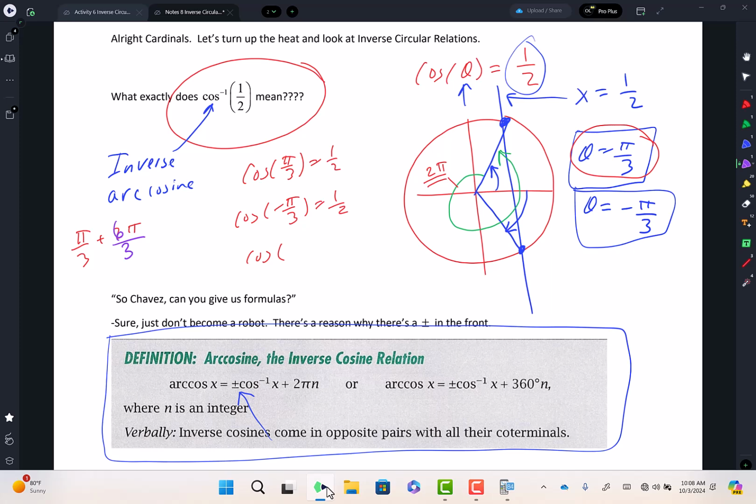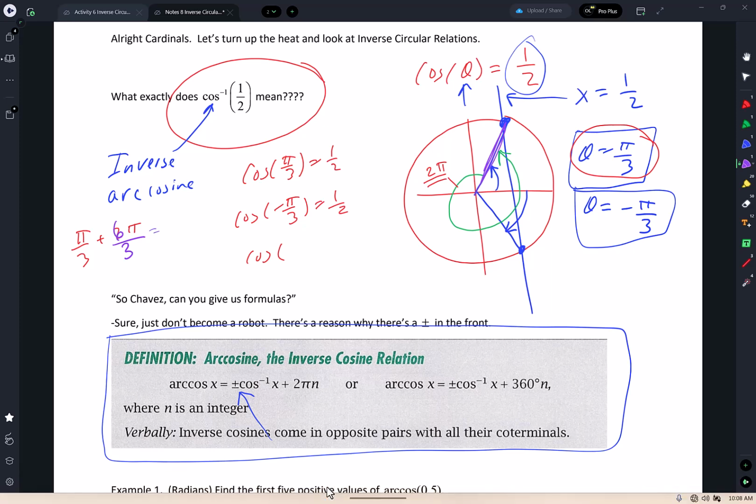All I'm doing is adding 2 pi. Why are you adding 2 pi? I'm adding 2 pi because I want another angle that also gives me a half. I haven't gone anywhere, guys. Look, I'm still in this blue ray. If I add another 2 pi to it, I'm still there. Does that make sense? So 6 pi plus pi, that's 7 pi over 3. That's an answer. Now check it out.